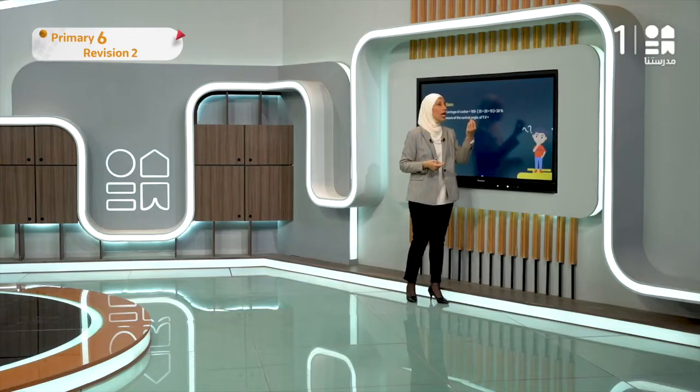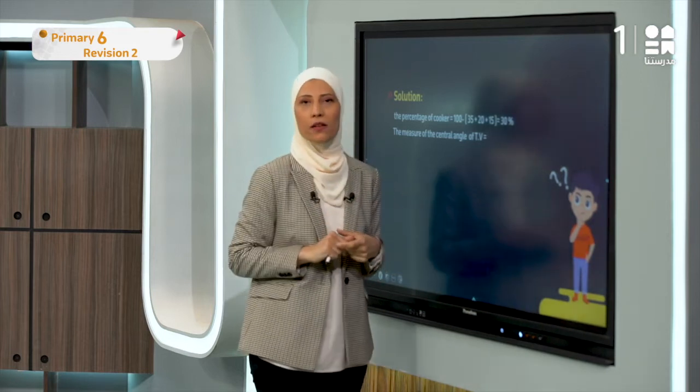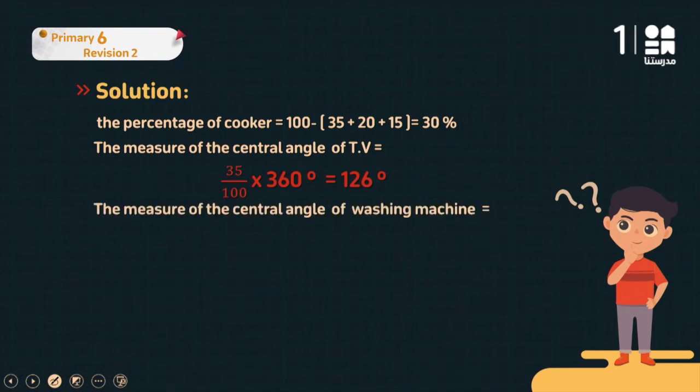يبقى عشان تطلع قد إيه 35% دي represent an angle، قد إيه بالديجري, you will write the percentage times the total degree of the angle. So it will be 35 out of 100, لأن 35% means 35 out of 100, times 360 degree equal 126 degree. Now I will find the second point, the measure of the central angle of washing machine.